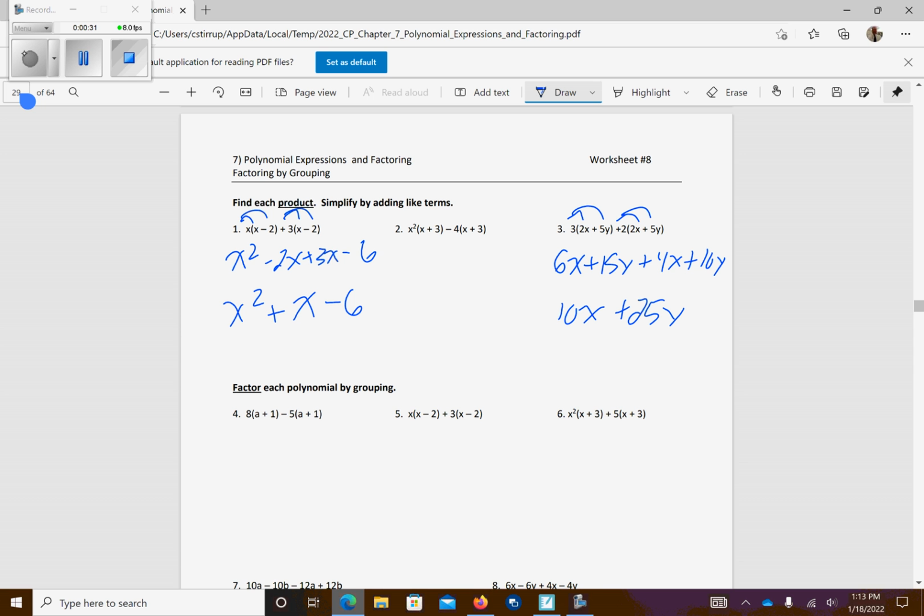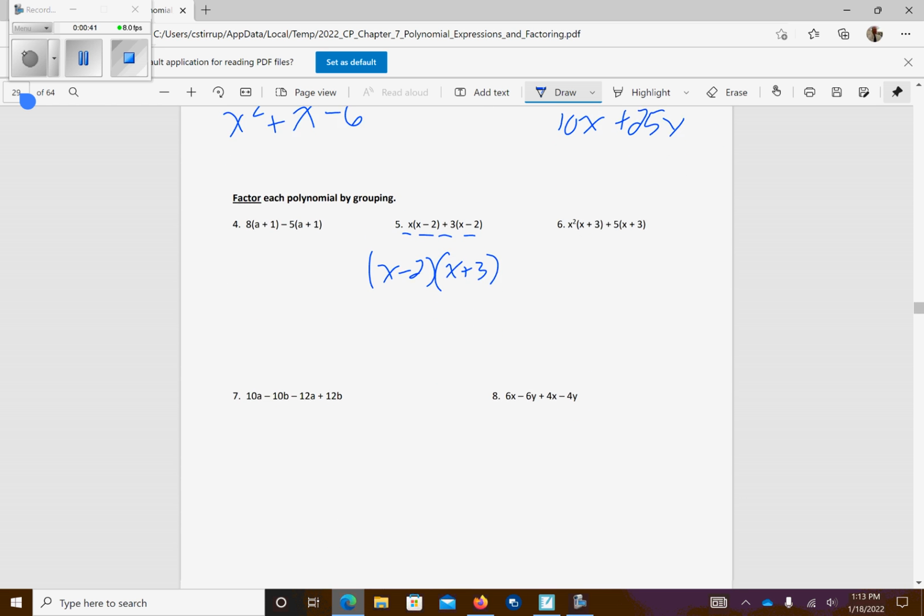All right, so now we're factoring. We're no longer going to distribute. So I have an x minus 2 that's the same on both. That's the first set of parentheses, and whatever you have left, x plus 3. Okay, this is factoring by grouping.